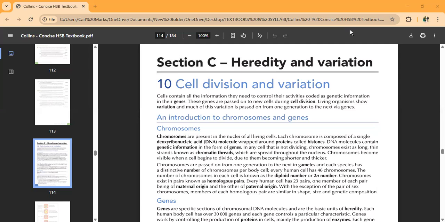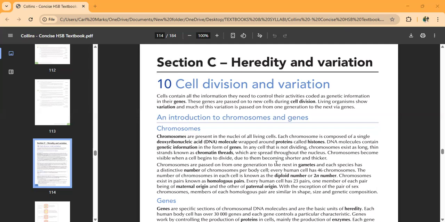Now, chromosomes are normally found within the nucleus of a cell, and they contain genetic material in the form of what are called genes, all right? Now, if the cell is not divided, the chromosomes exist as long, thin strands, which we call chromatin threads, right? And they spread throughout the nucleus. They only become visible when a cell begins to divide, right? They become shorter and thicker.